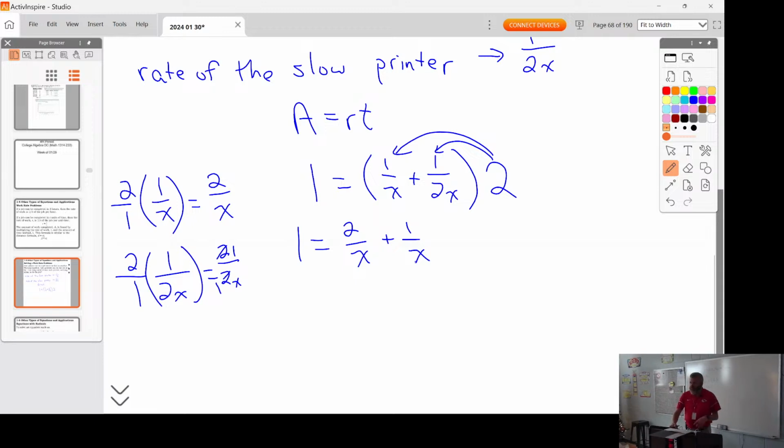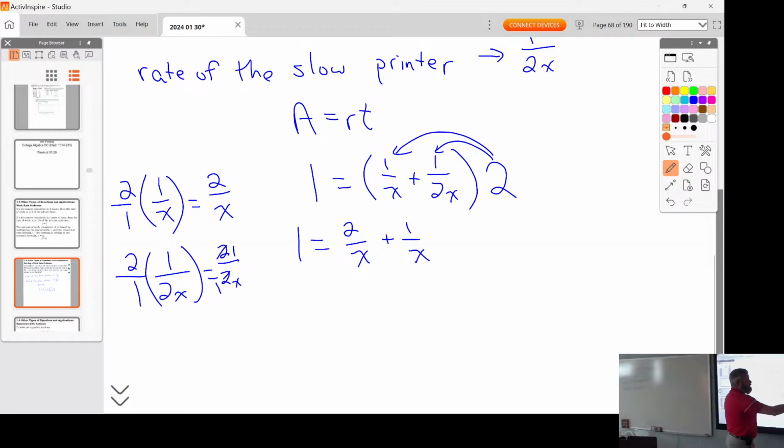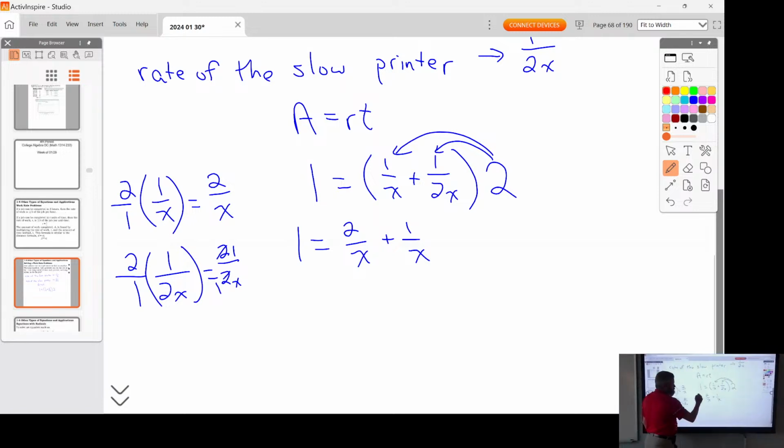And guys, that's a problem just like we were doing yesterday. I have a rational equation. I call it a rational equation because my variable is in the denominator. How do you get rid of denominators? Multiply by the common denominator. What is our common denominator? X. I will multiply this entire equation by x.